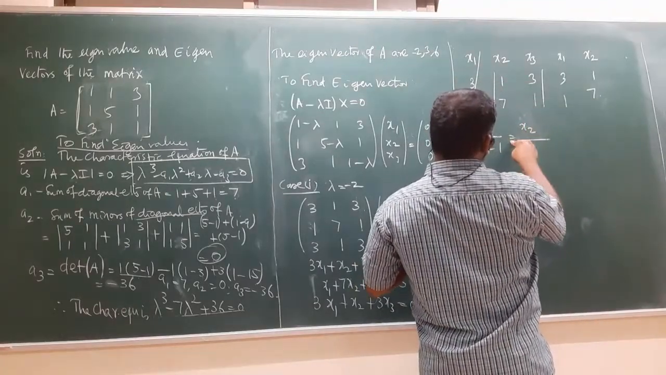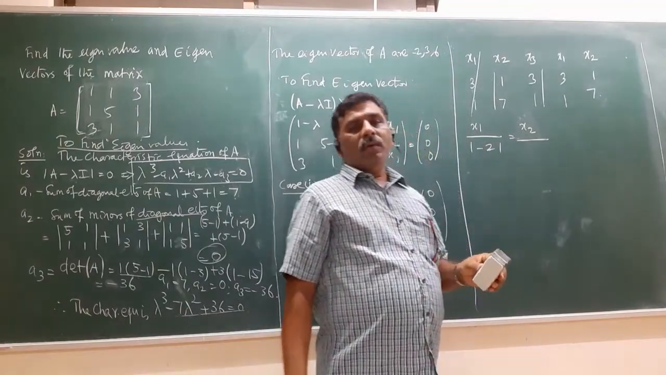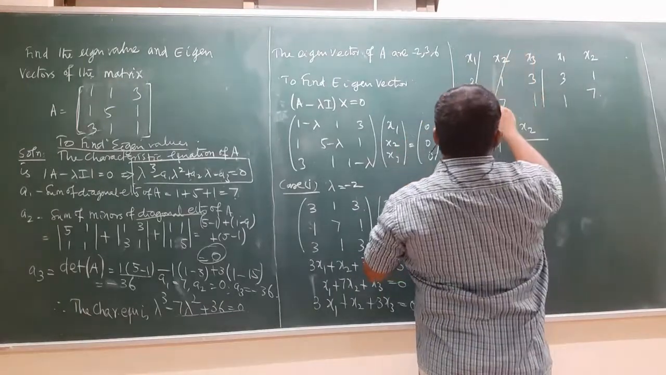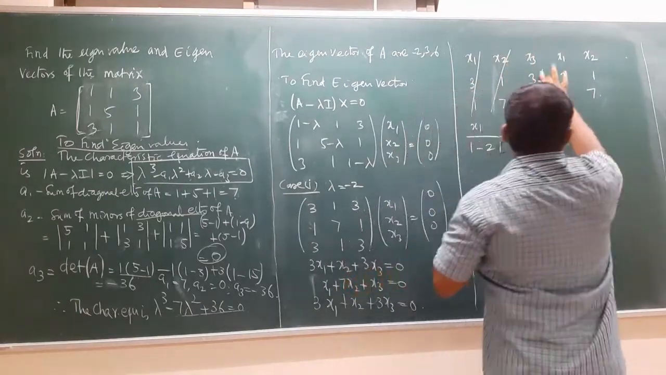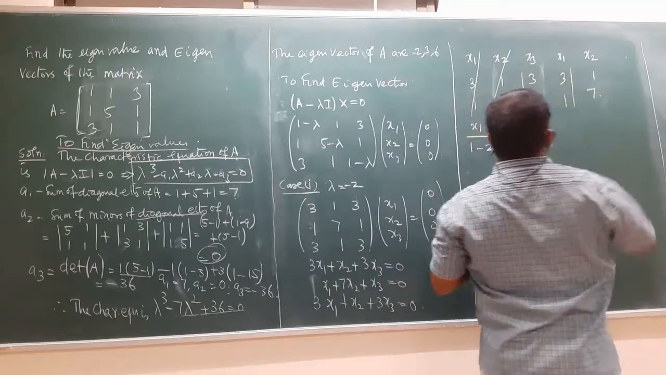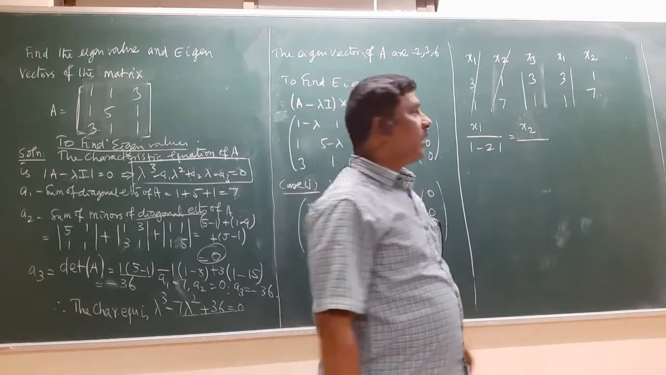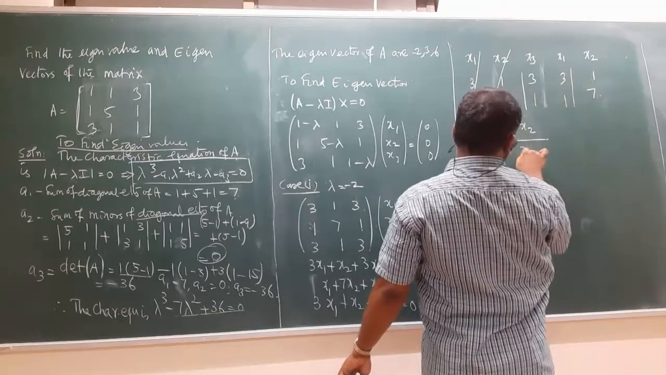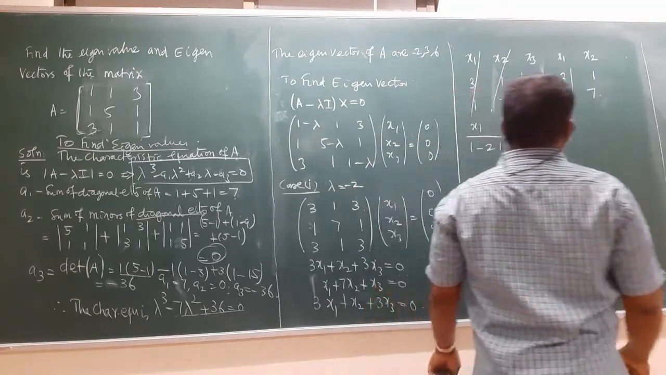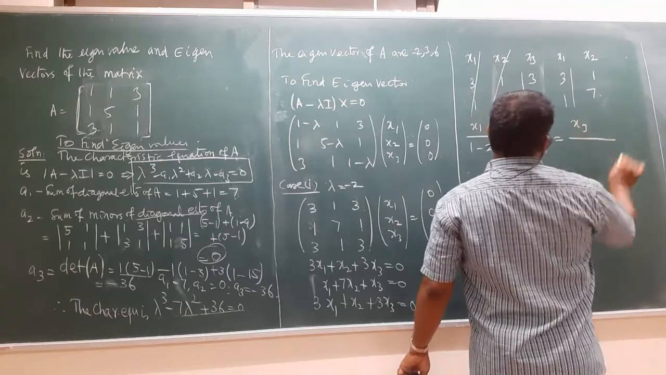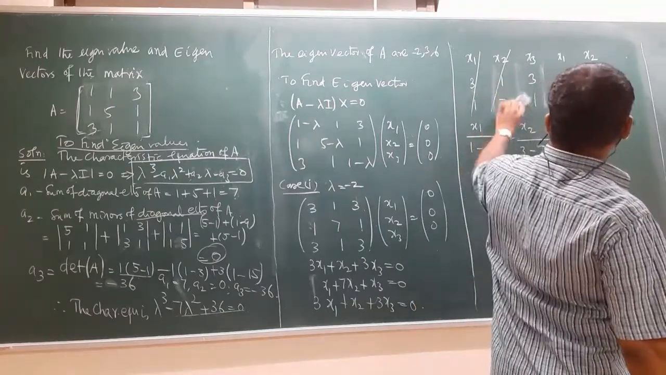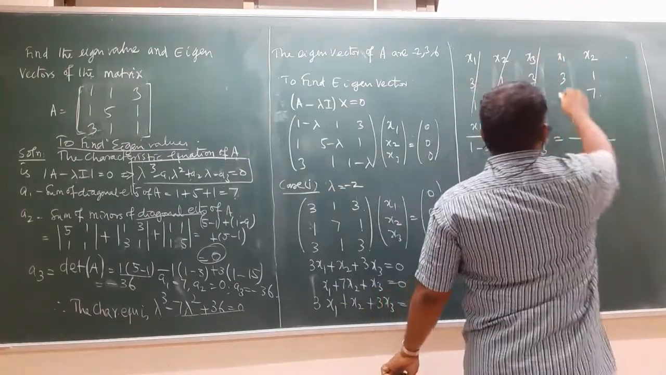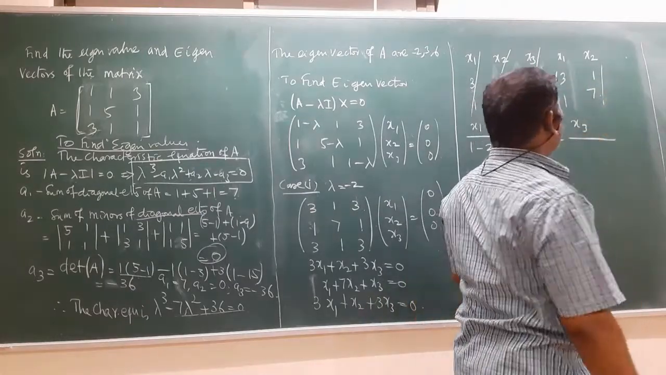Put x equal, then x2. To find the x2 value, you leave the respective column, then you take the next two values. You find the determinant of these, which is 3 minus 3, that is equal to, write x3. Similarly, to find x3, leave the respective column and find the determinant of these two columns.